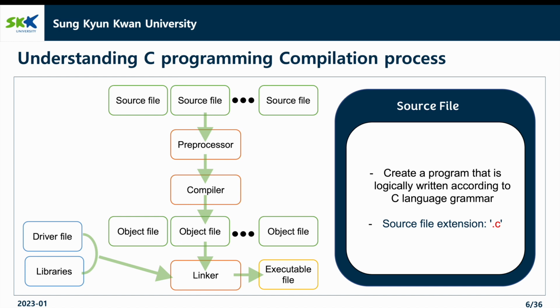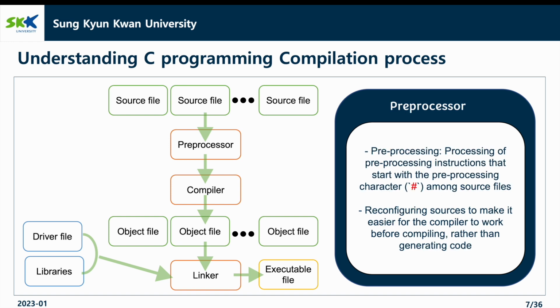This time, we are going to talk about the process of generating executable files from programs written in C. The first thing you need to do in programming is creating a program. A program that is logically written in C is called a raw file or source file. Source files created in C have an extension of .c. Next, the source file is pre-processed by a preprocessor.